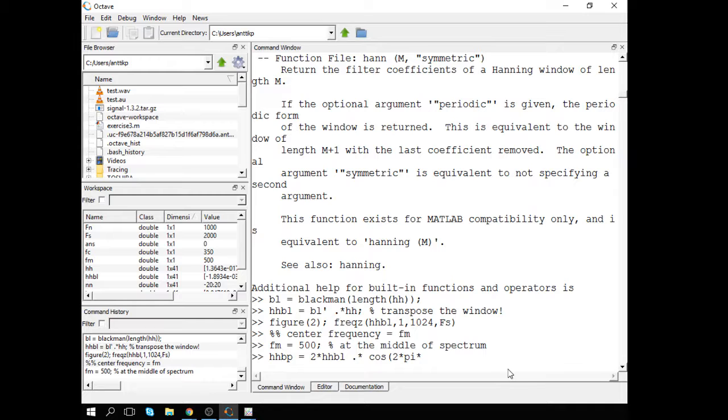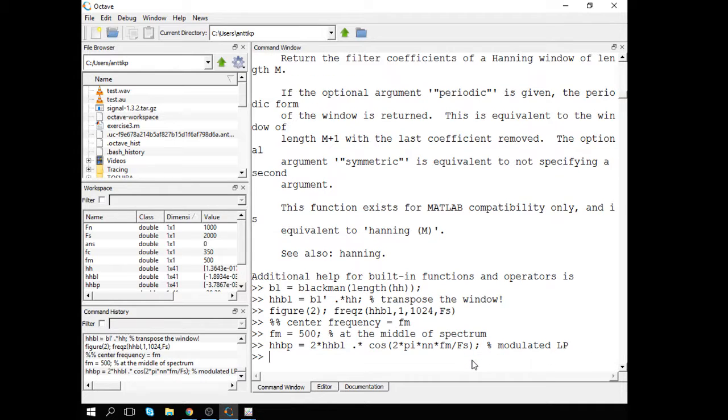Okay, n times Fm divided by Fs. There we go. So that's the modulated low pass impulse response. Oh, okay, modulated low pass.